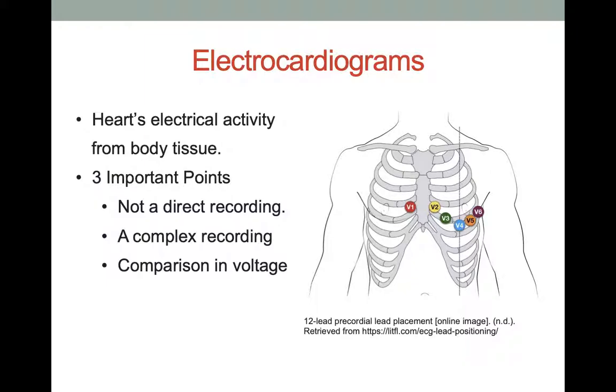And finally, the third point is that we are doing a comparison here. The recording represents comparisons in voltage detected by electrodes at two points on the body. So again, we're not measuring the actual potential. We actually use 12 leads. The image here shows the 6 that are placed on the chest. The other ones are placed on the arms or the legs, and we use these to get a comparison.